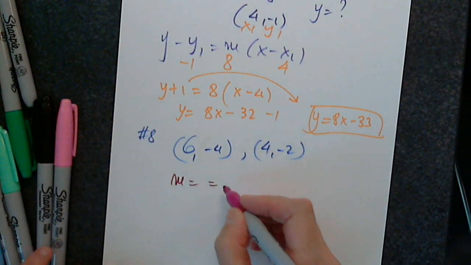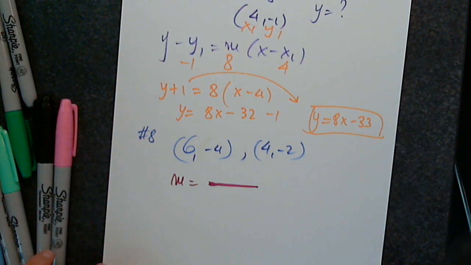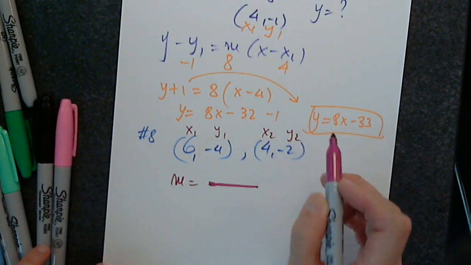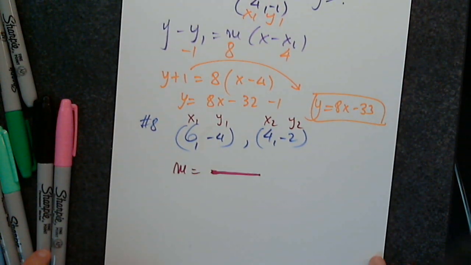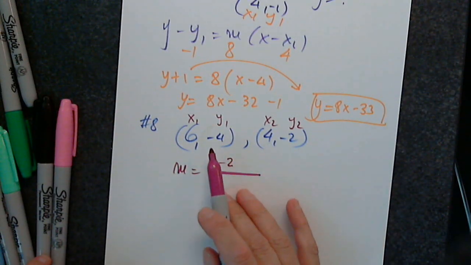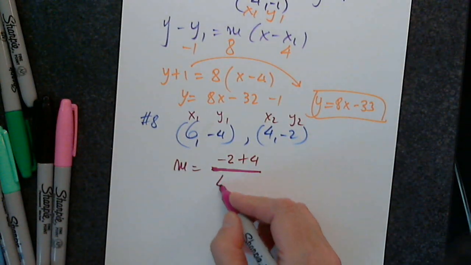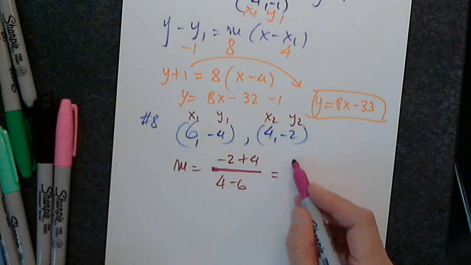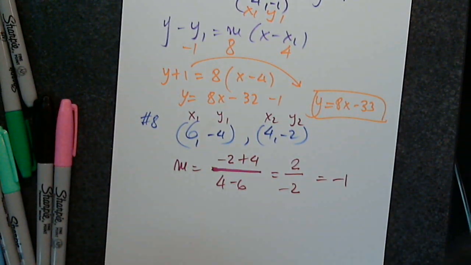Excellent. So please, you either remember or you identify them as x1, y1, and x2, y2. Can anyone give us y2 minus y1? Negative 2 minus negative 4 will be positive 4. And 4 minus 6. So the top will be 2, right? And the denominator will be negative 2, so the slope is negative 1.